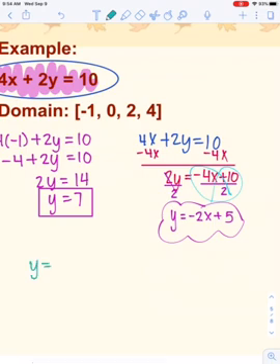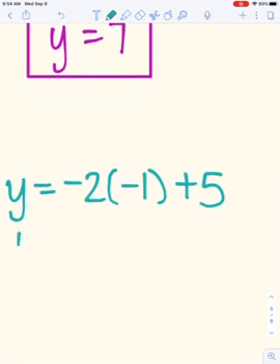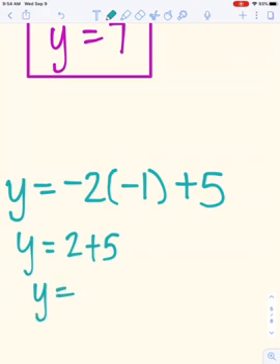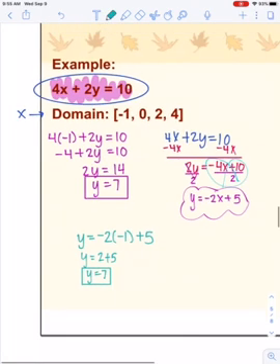So y equals -2 times my first domain, which is -1, plus 5. Okay, -2 times -1 is 2, and 2 plus 5 is 7. I got the same answer. The second way was way faster.